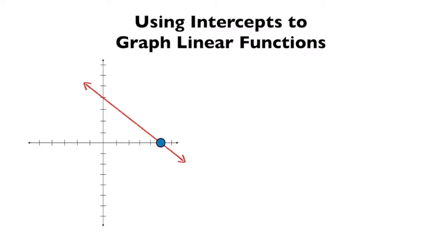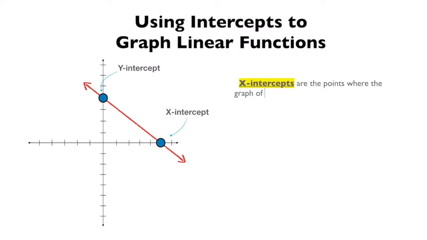And the intercepts are these 2 points right here. Here's our x-intercept, and here's our y-intercept. The x-intercept is the point where the graph of this function intersects with the x-axis. So this is where the line crosses the x-axis, and x-intercepts look something like this. They have an x value, and their y value is always 0. So the x-intercept is a point with some x value and a y value of 0.